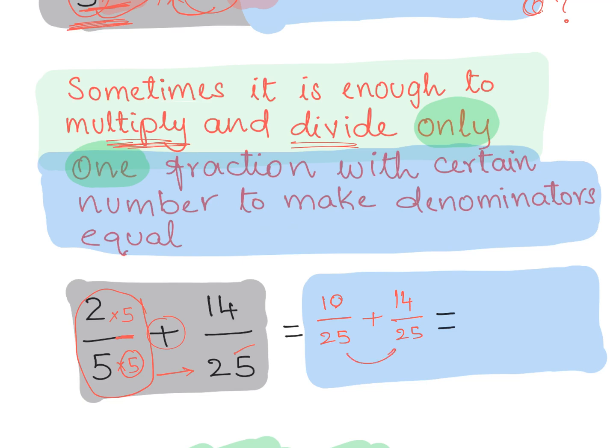So here the denominators are equal, so write it once at the answer's denominator place. Then on the top we need to sum it up and write over here. So 10 plus 14 is 24. So 24 by 24 is equal to 1, which is not a fraction.